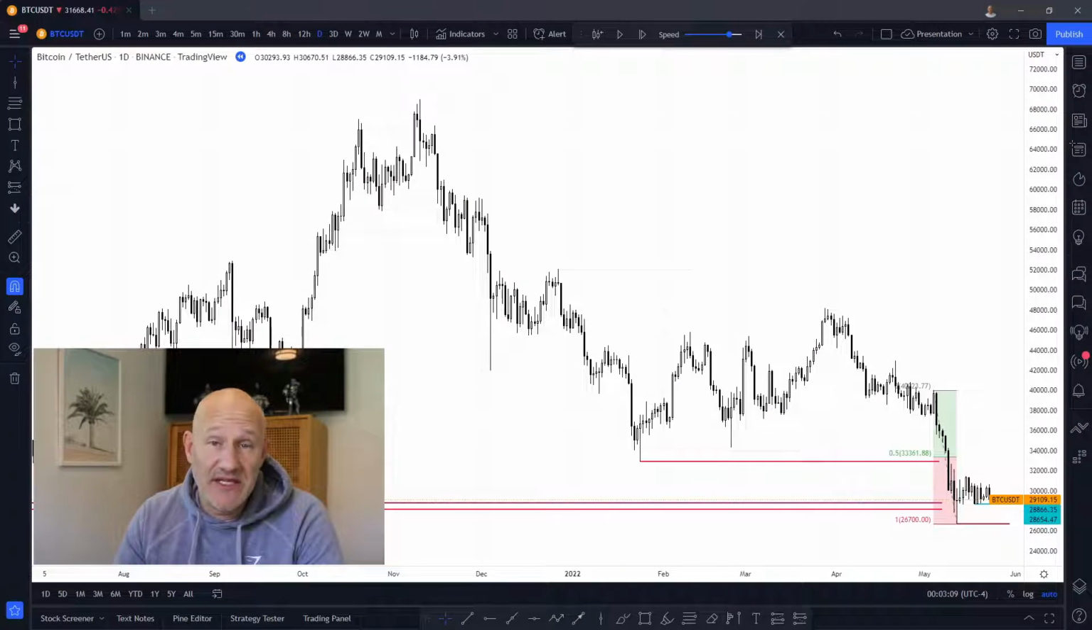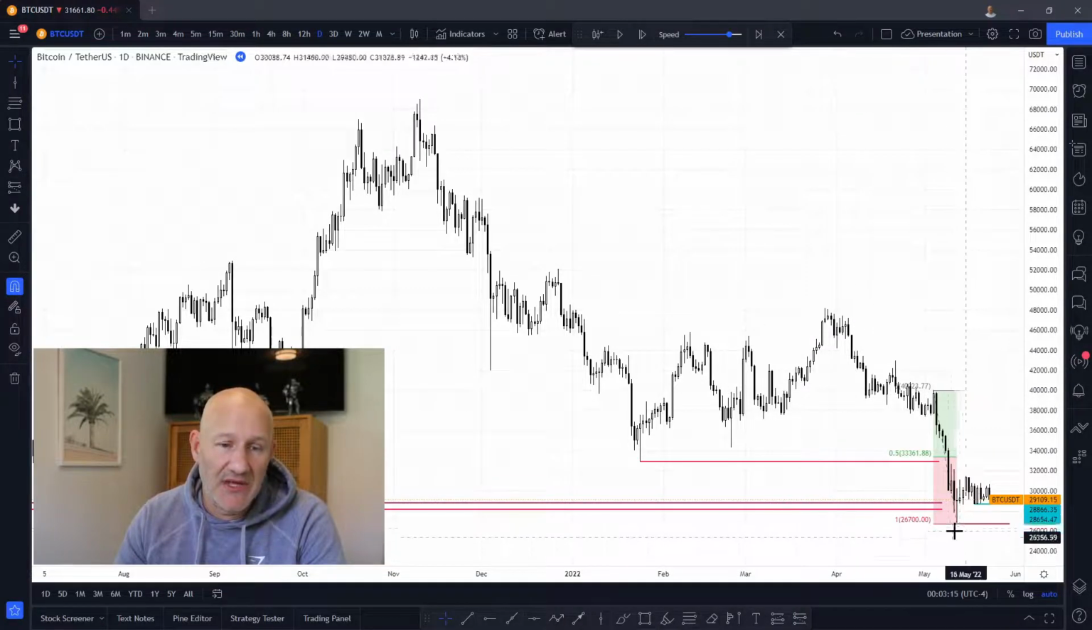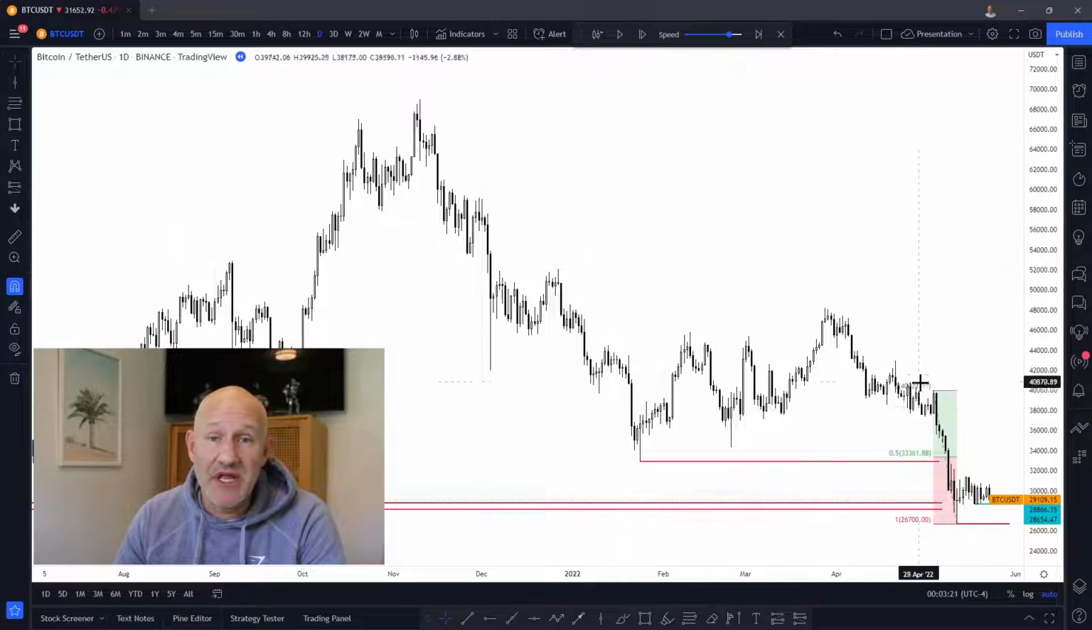So starting with our daily chart in Bitcoin, you can see from the all-time highs late last year at about 69,000 up to today, we've traded all the way down almost into the 25,000s. The trend's been clearly bearish.